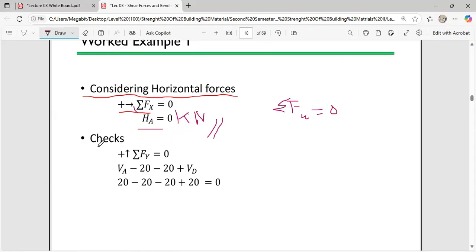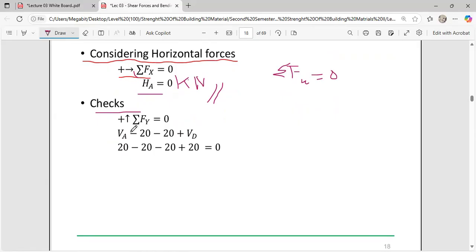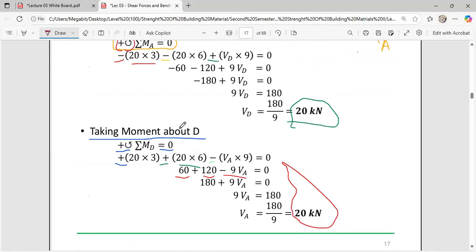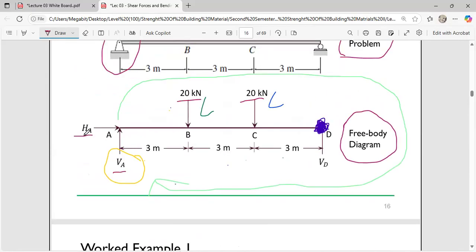From there we come to the check. Because we are talking about the y-axis, you also indicate your rule: that all forces moving upward should be positive, and the sum of all forces moving in the y-axis should also be equal to 0. So at the end of the day, what are you going to see? HA became 0 initially.